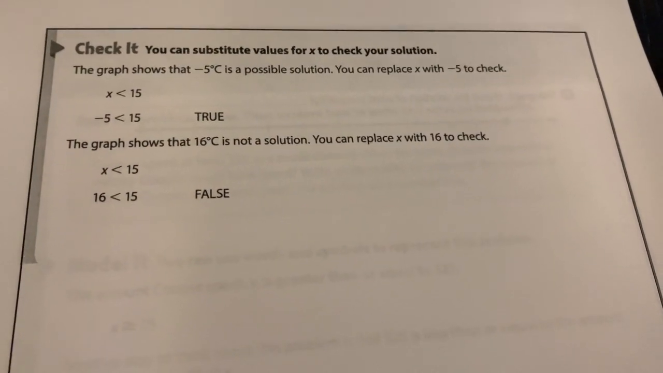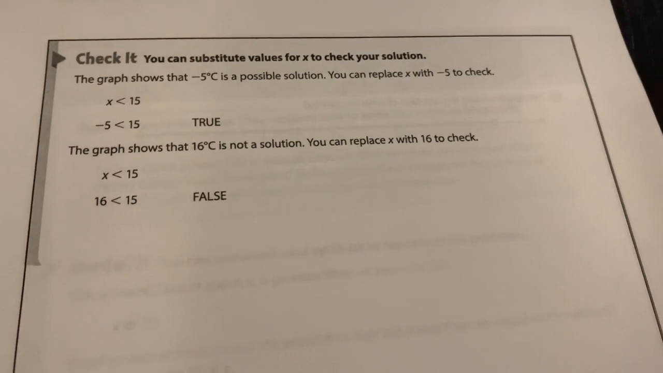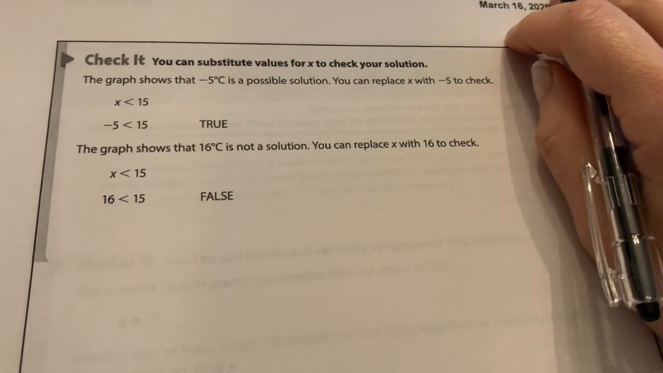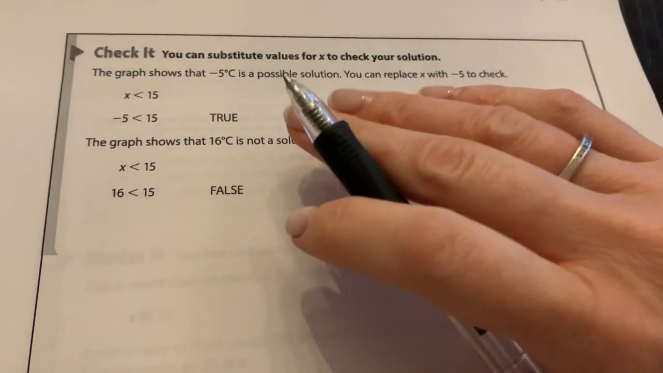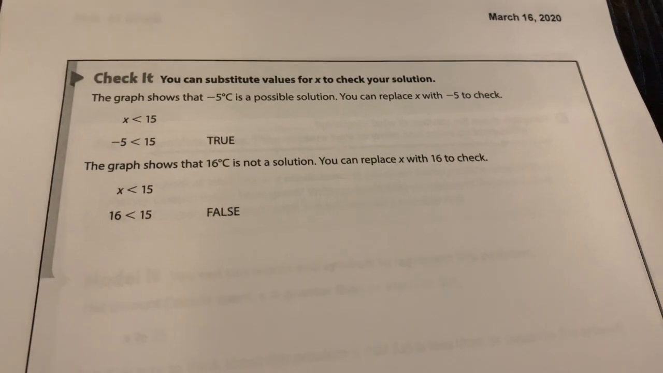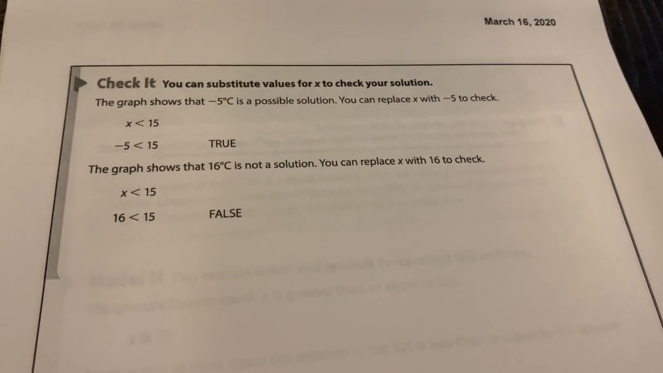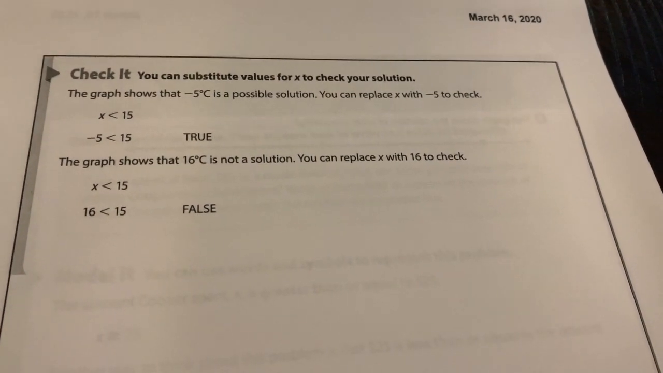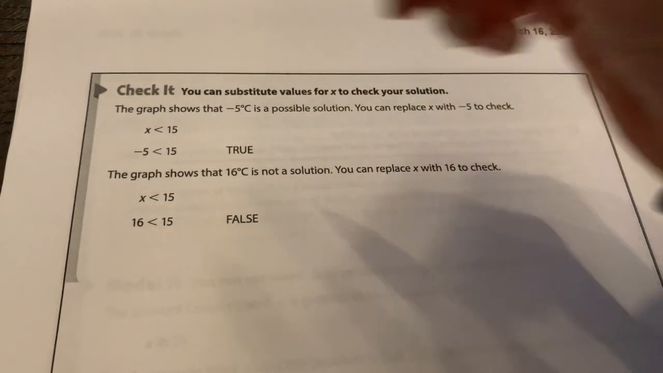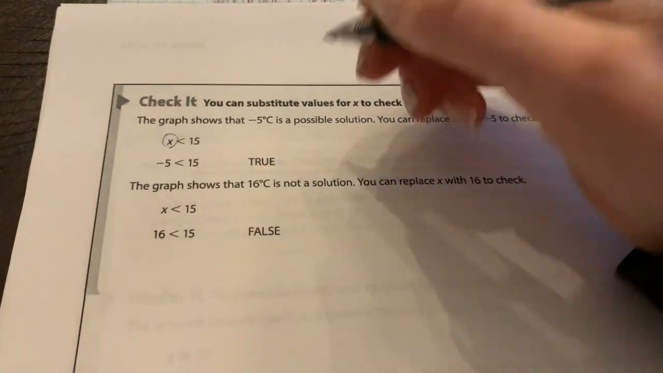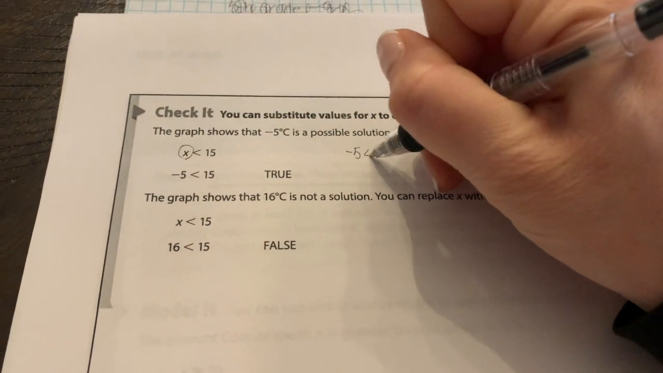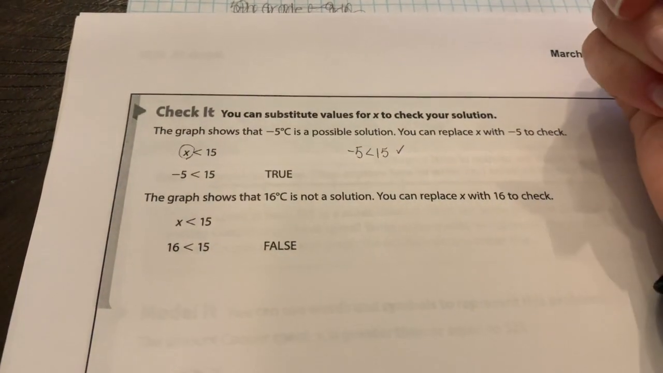One thing we did not do yesterday is substitute values to check your solution, okay? So, for example, on that graph that we just looked at, -5 is shown as a solution. To check, all you do is replace the x with the number you're checking, okay? So -5 is less than 15 is true.